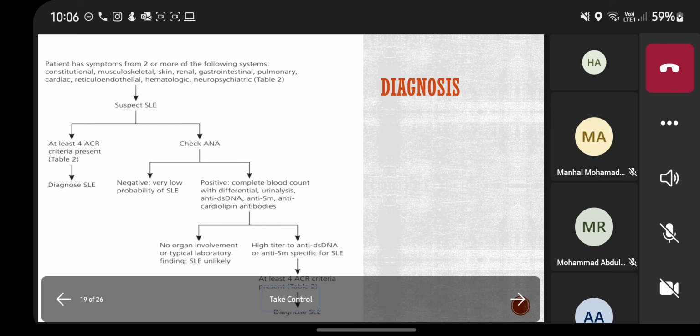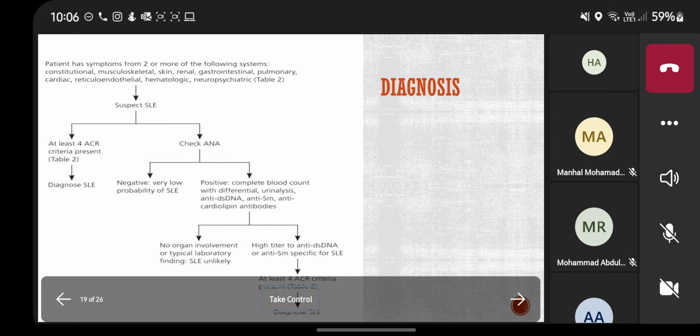As we see here in the next slide, at least 4 criteria met, and if ANA is positive and 4 criteria are met, we diagnose SLE. If ANA is negative and the patient has less than 4 criteria, we exclude SLE.